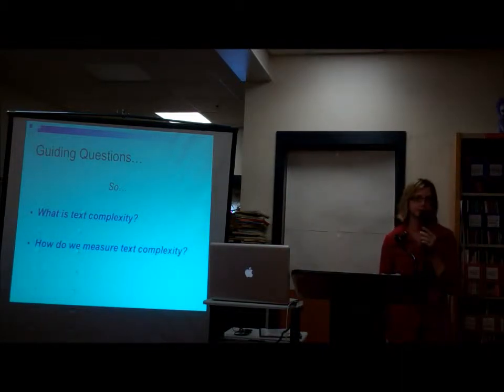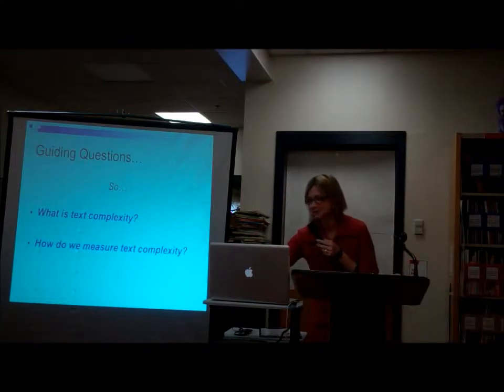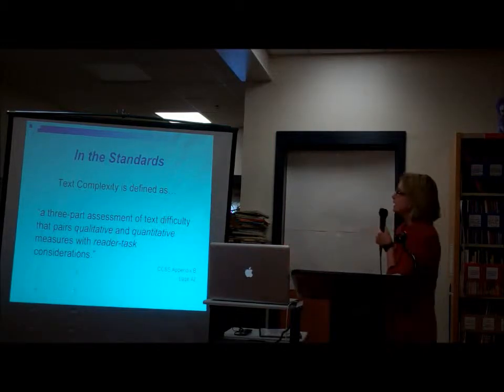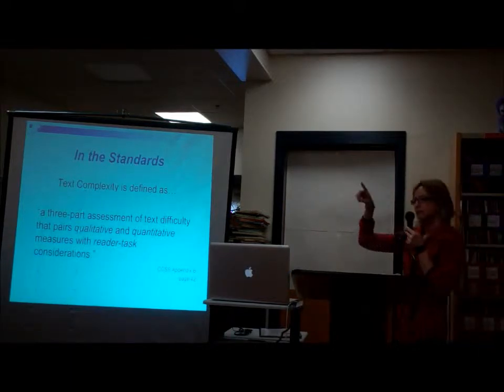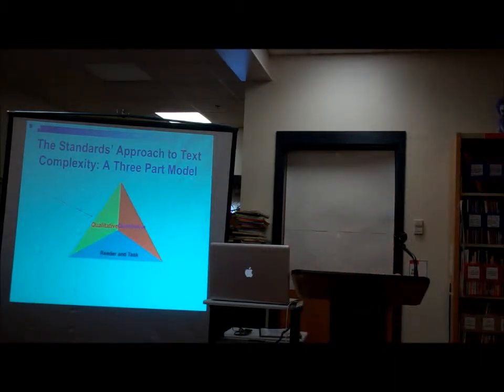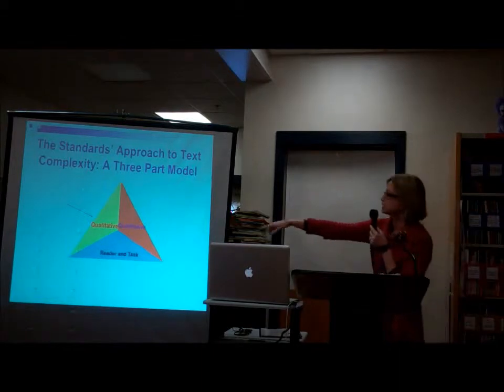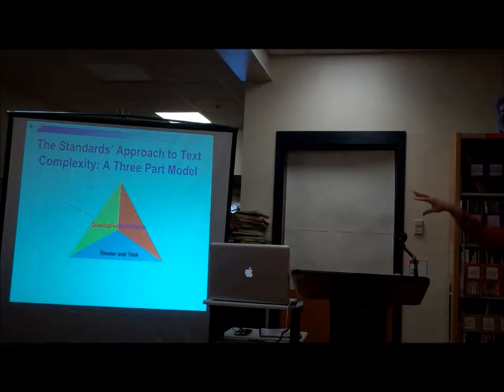And how do we measure text complexity? Well, as you can imagine, it's complex, so let's talk about that in a little more detail. The standards define text complexity as a three-part assessment of text difficulty that pairs qualitative and quantitative measures with reader and task considerations. That is a triangle model, a three-part model, and you'll notice that all parts are equal, and they're equally important, and that without all three parts, it's an imperfect model.